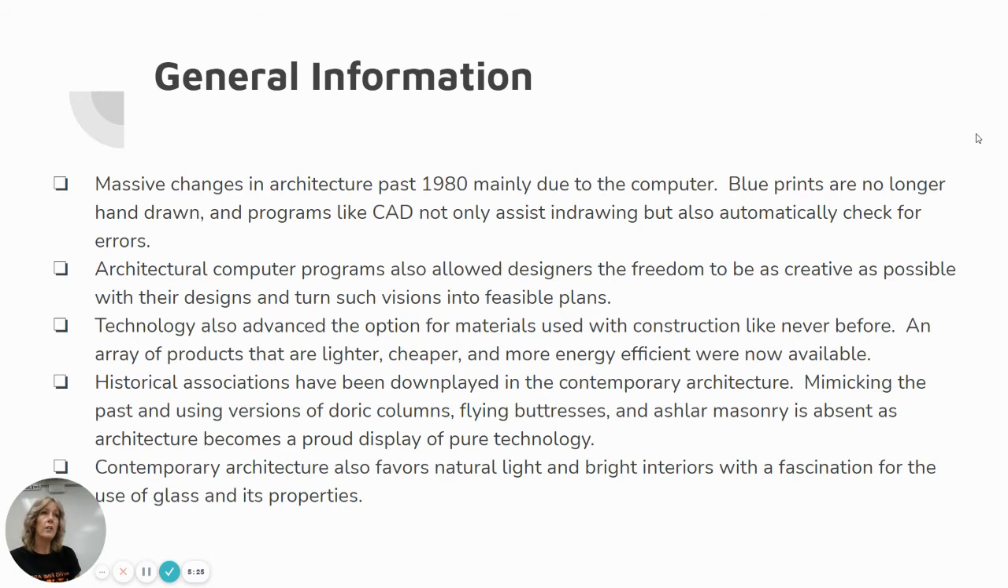Most postmodern paid homage to the history. Remember, it had a modern spin on it, but it still paid homage, where contemporary architecture is not. They're saying, hey, this is fresh, this is all new, we are inventing, not reinventing, and that's something that they want to embrace. The other thing that contemporary architecture is really known for is embracing natural light, and very, very bright, clean interiors.